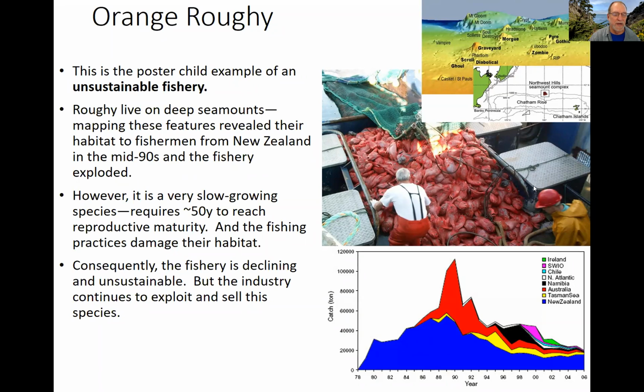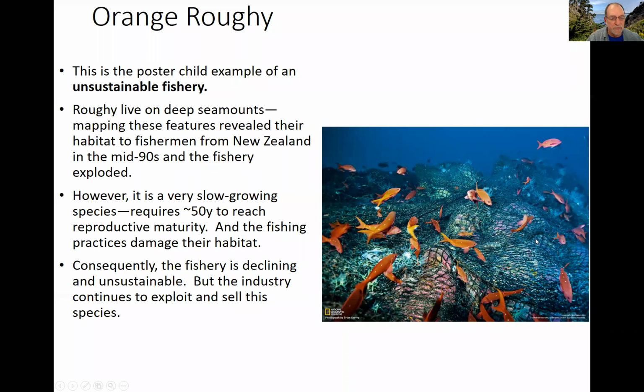And then you can see that there's this sort of boom and bust cycle once again. So starting in the 70s, they map these things, and the fishery explodes with this information, and then the whole thing crashes back down. Here's a picture of a deep reef, with entanglement on top. You can see corals that have been killed. So this is the physical destruction to the corals, to the seamounts as well.